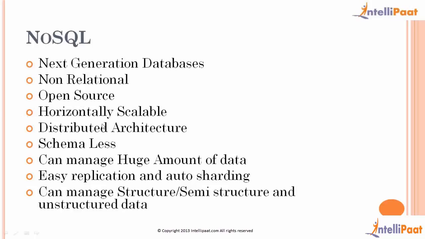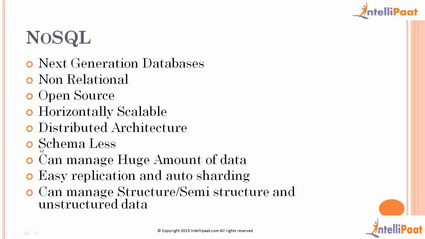And then horizontally scalable. If I'm saying horizontally scalable, in the sense you can use your commodity hardware instead of using expensive server class machines. You can have normal commodity hardware and run your NoSQL database on that. Distributed architecture. This is very, very important. A distributed architecture in the sense you will have multiple machines, multiple storage to have distributed processing as well as distributed storage. Now we'll see in detail about distributed architecture and how exactly it works.